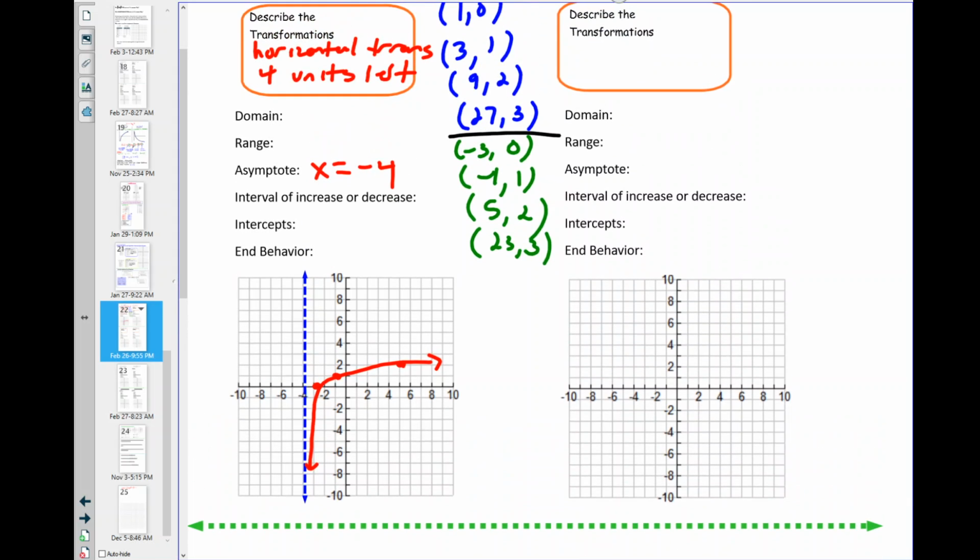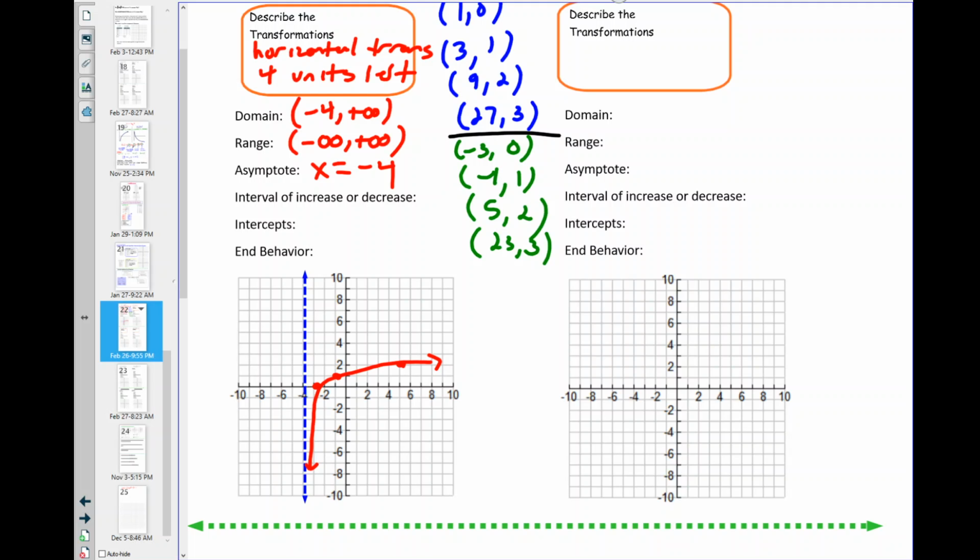Okay, let's answer some of the questions now. Tommy, what's the domain here? Good. From left to right, we start off at -4, we go to positive infinity. What's the range? Very good. If exponentials have an all real numbers domain, logarithms have an all real numbers range. So this is negative infinity to positive infinity.